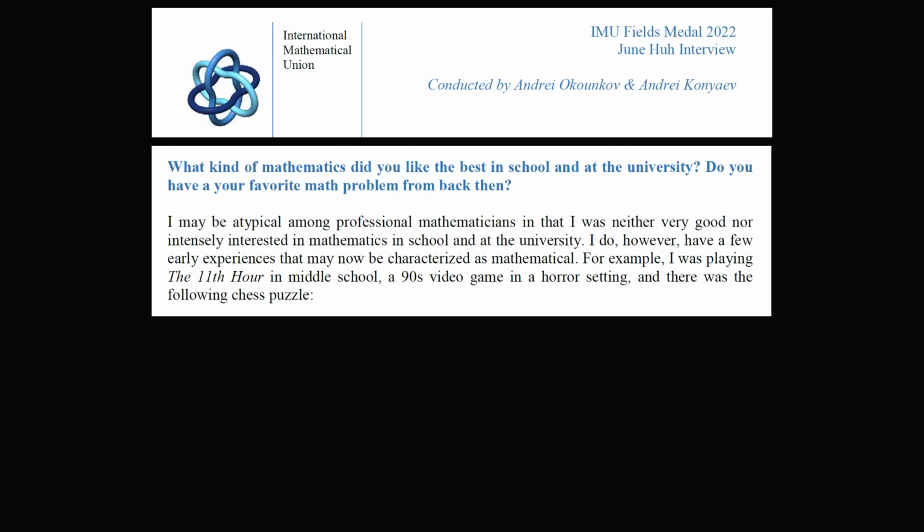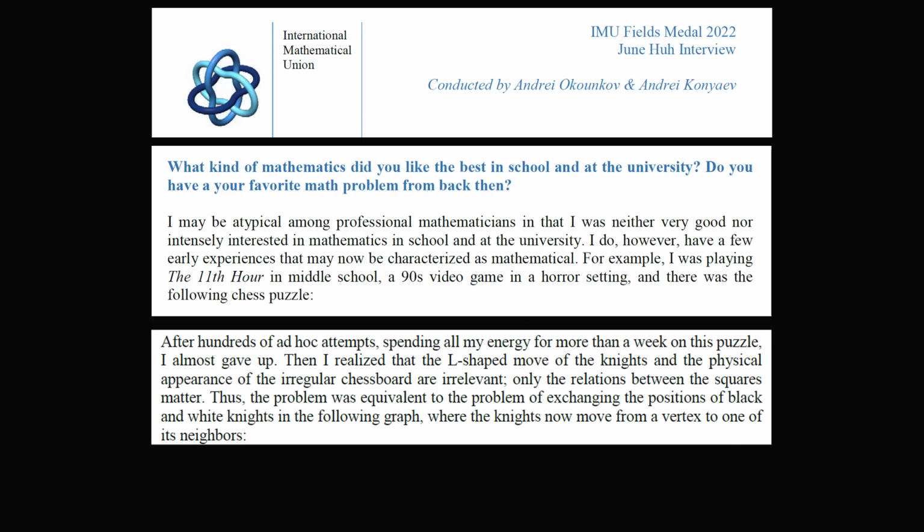So what happened when he tried to solve it? After hundreds of ad hoc attempts, spending all my energy for more than a week on this puzzle, I almost gave up. Then I realized the L-shaped move of the knights and the physical appearance of the irregular chessboard are irrelevant. Only the relations between the squares matter. Thus, the problem was equivalent to the problem of exchanging the positions of black and white knights in the following graphs, where the knights now move from a vertex to one of its neighbors.